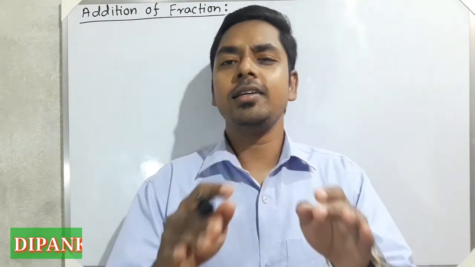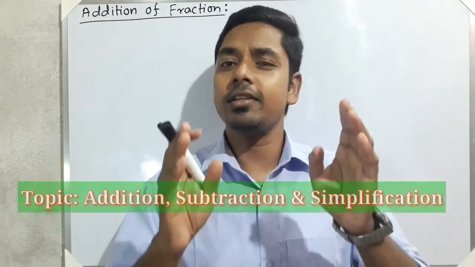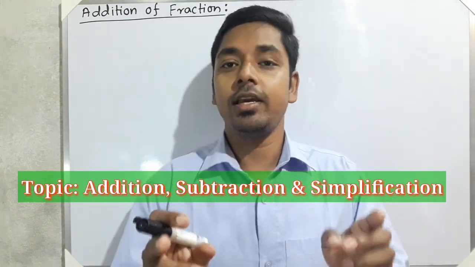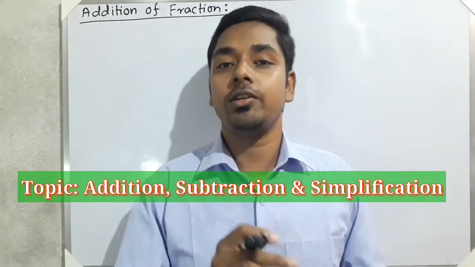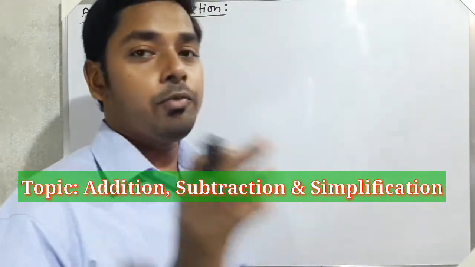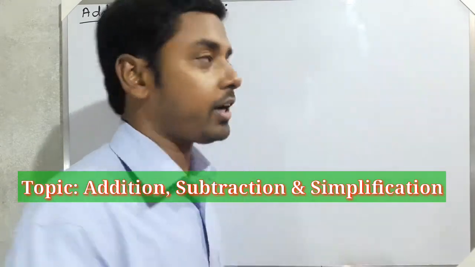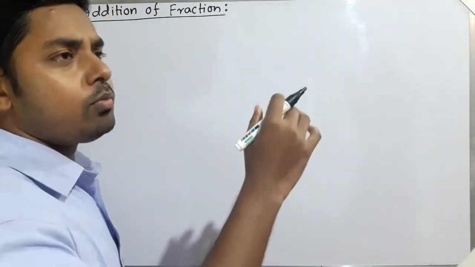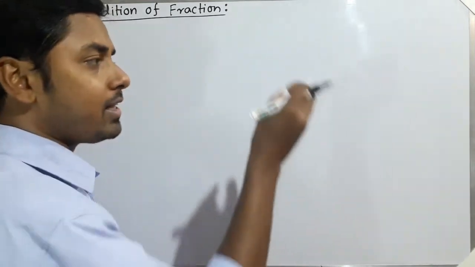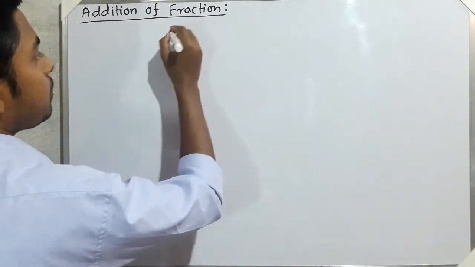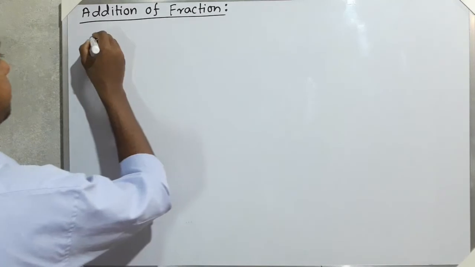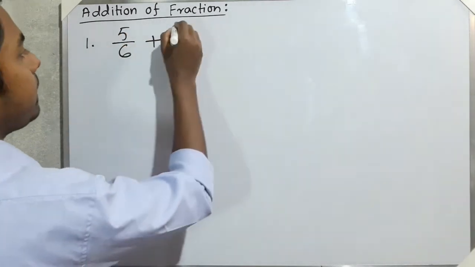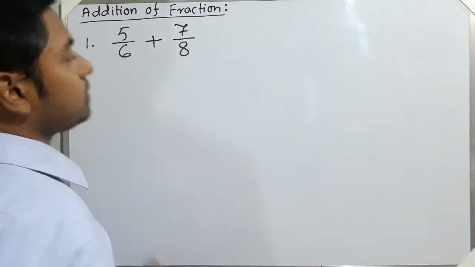Okay, and it is a very easy topic, as you have done the comparison of two fractions. Like this way you have to do it. So first of all we are starting with the addition of fractions. Suppose I'm taking two fractions, or you can add more than two fractions the same way. Suppose I'm taking two fractions, 5 by 6 and 7 by 8.